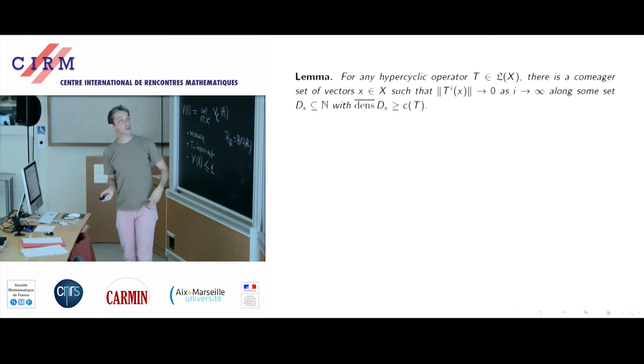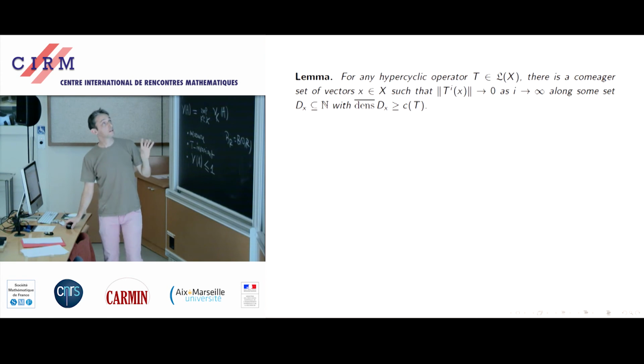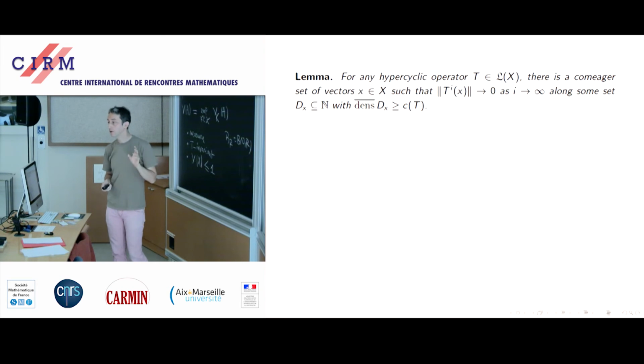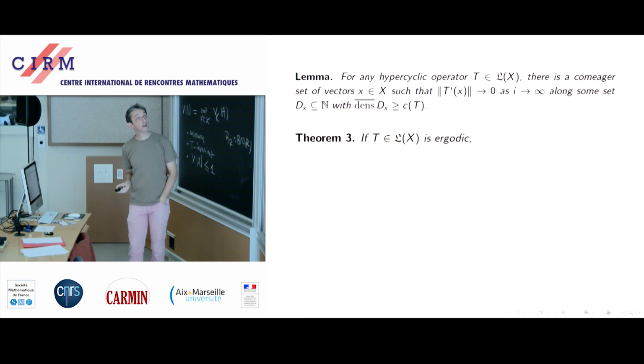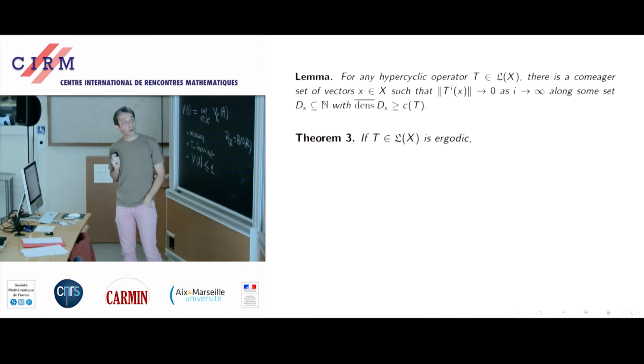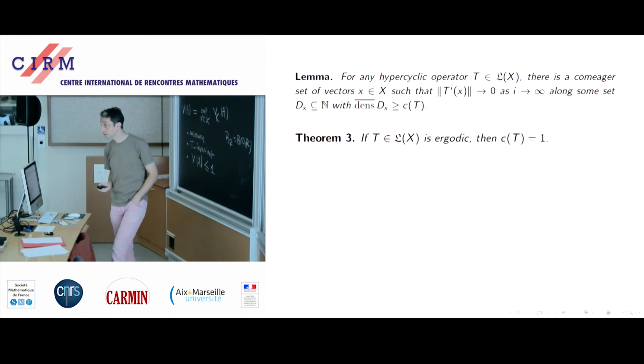Anyway, and how is it proved? It is just obvious. It is the same set as before. I mean, the set G is the set of all x such that the upper density of N_T of x, B is equal to C of T for any ball. So this vector x works. It's not very difficult to prove that. So now I state a theorem, which I will not prove, that if you are ergodic, then in fact your C of T is equal to 1. Okay, so it is not only positive, it is equal to 1.